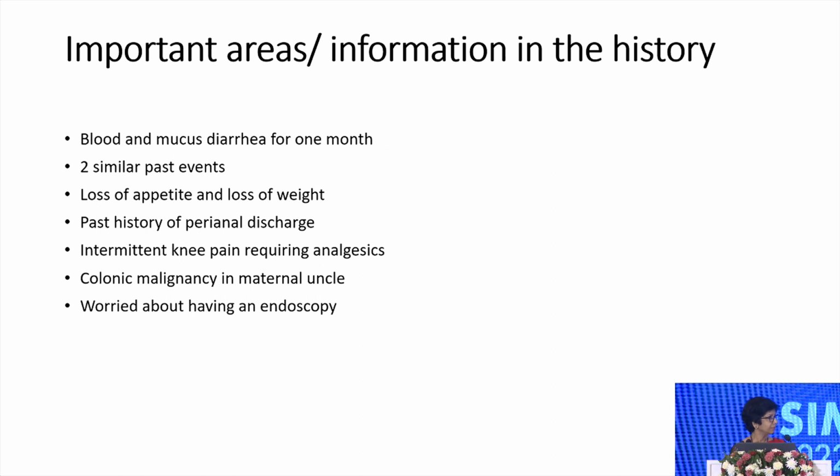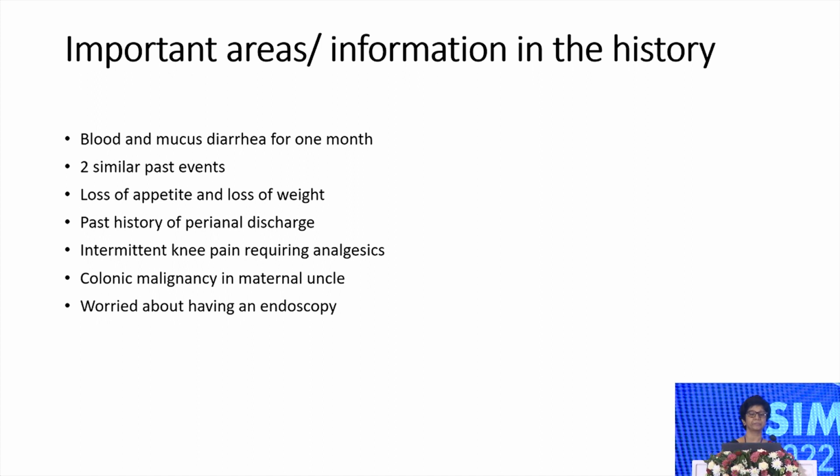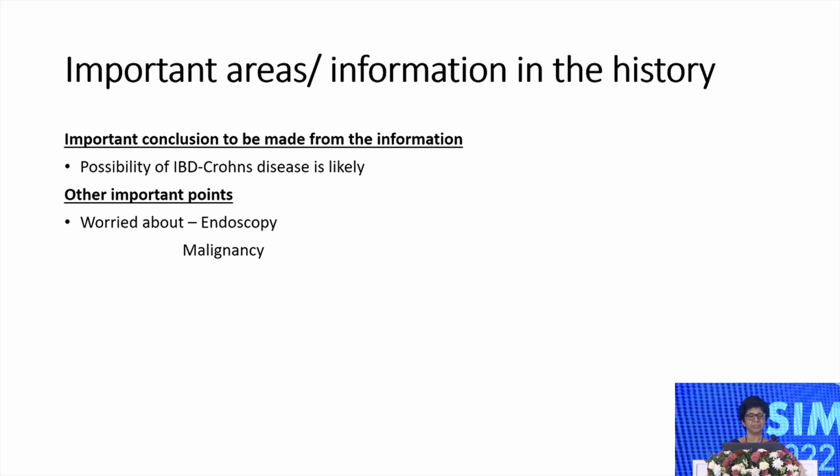So the candidate should have been able to get all this information in the history and present it in the summary to the examiner. And the other possibilities, as he discussed: the possibility of an inflammatory bowel disease, and Crohn's disease is likely, with the other less possible causes as Dr. Pranavan discussed, is important to be brought out in the discussion. And also the worry about the endoscopy as well as the malignancy needs to be discussed during the discussion part.